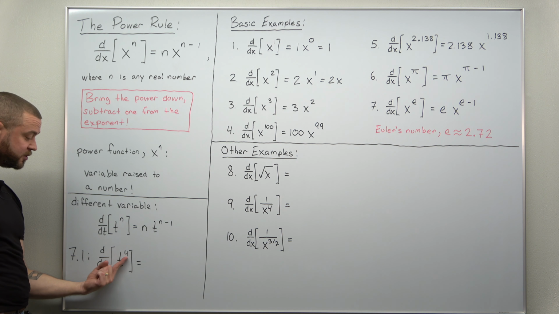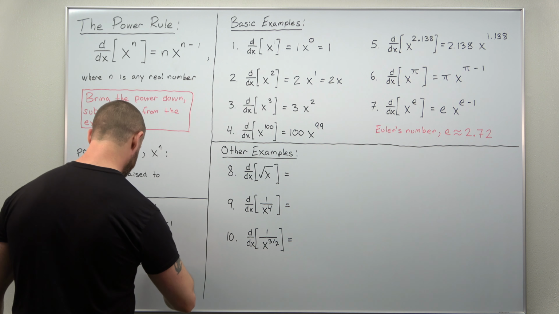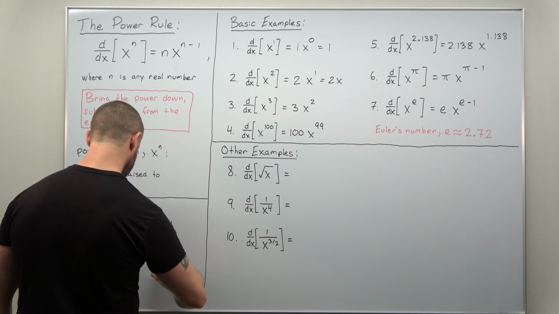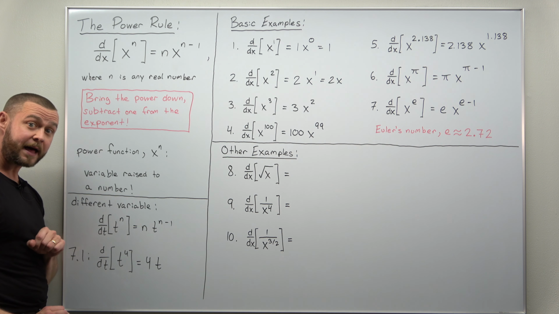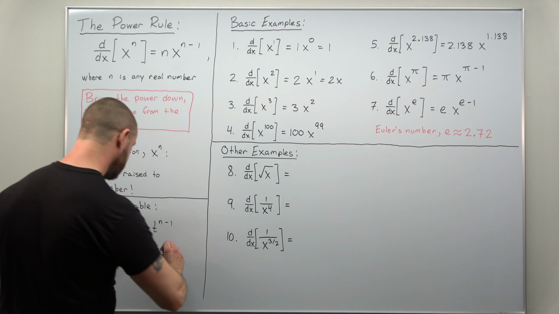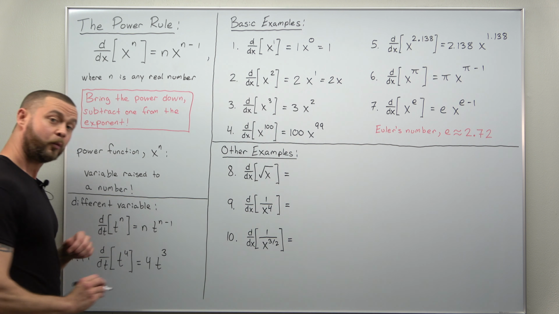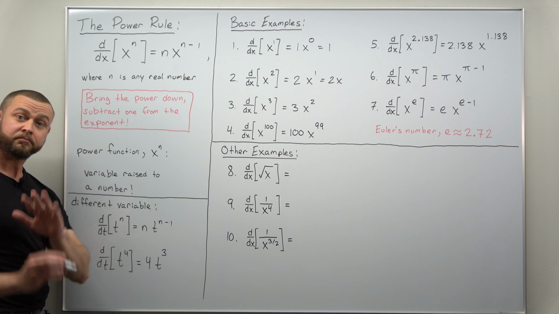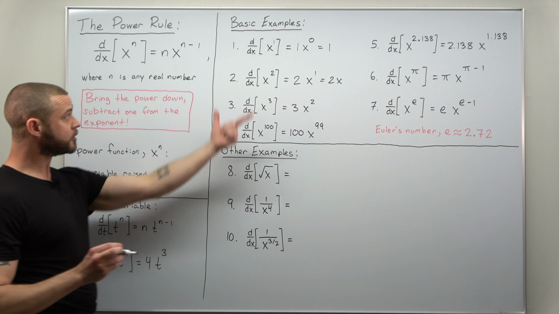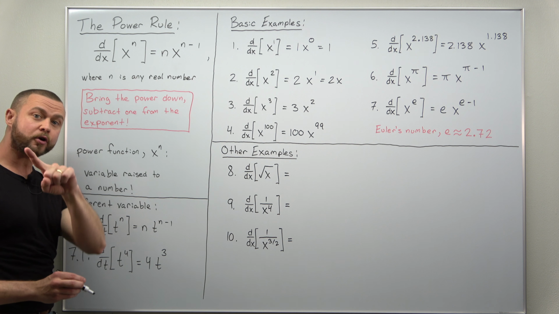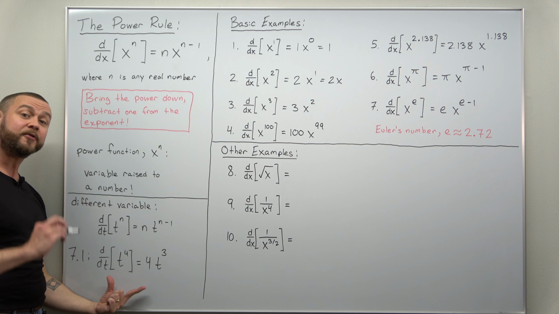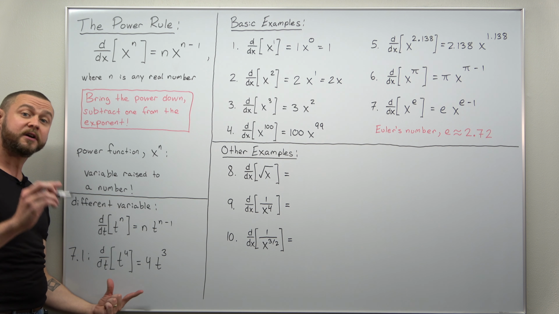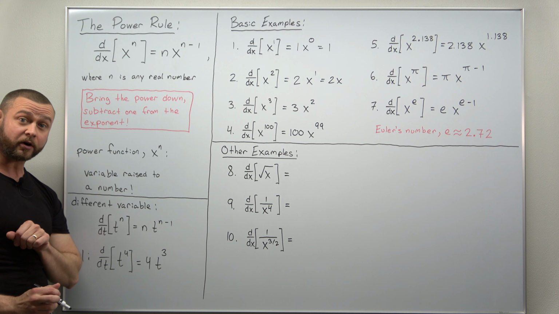So here, what we do is we take the power 4 down out front, and we subtract 1 from that exponent, 4 minus 1. We'll get as our derivative 4t cubed. And it's as simple as the other examples. Just make sure you're comfortable using a different independent variable. You're going to see that throughout the beginning of your Calculus 1 course.